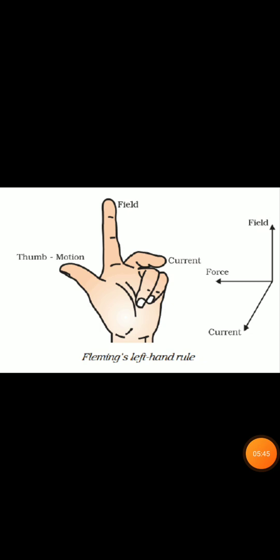Whereas Fleming's left hand rule is used to find the direction of the force exerted on the conductor. Please remember this. Remember the difference between the uses of the right hand thumb rule and Fleming's left hand rule. Okay, students? So, this is all about the force on a current carrying conductor in a magnetic field and Fleming's left hand rule.